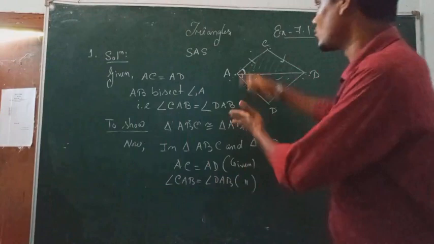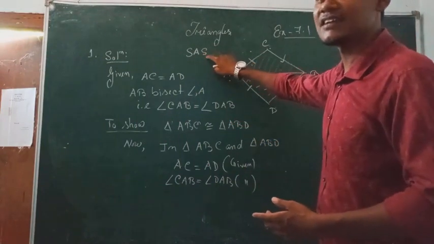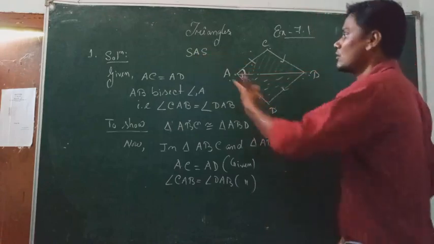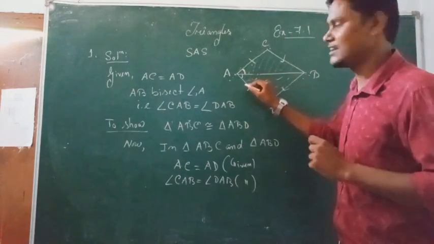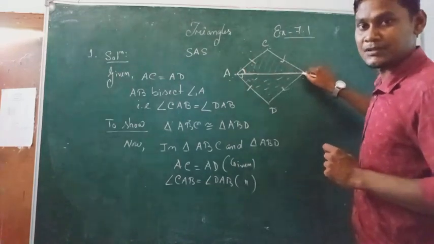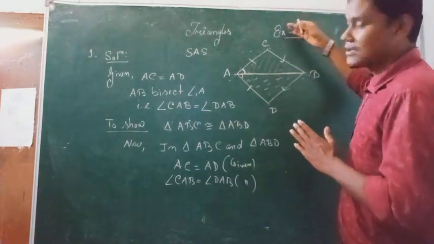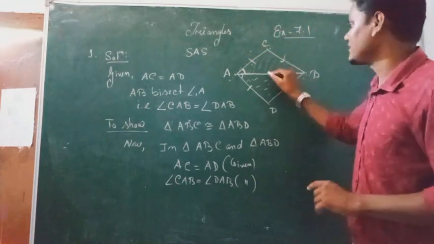Now I just need one more side. I got one side, one angle. Now I just need one side in such a way that the angle has to be included between the two sides. Now what should I write? Next, as I told at the beginning itself, this AB side is common for both triangles. That means the length of AB side for triangle ABC and for triangle ABD are the same. That's why this is the common thing.